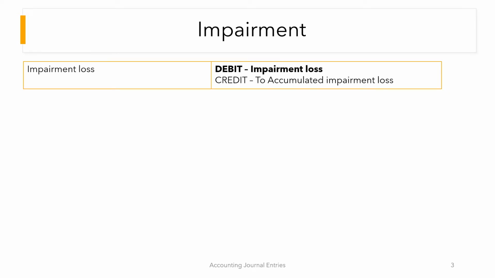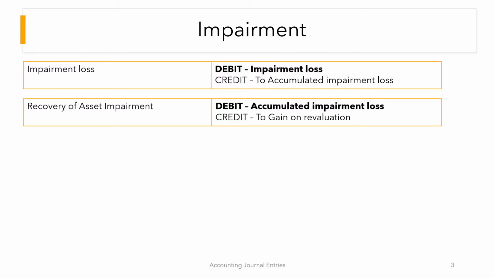The accounting entries for impairment are as follows. For impairment loss, you'll have to debit impairment loss and credit accumulated impairment loss. For recovery of asset impairment, you'll have to debit accumulated impairment loss and credit gain on revaluation.